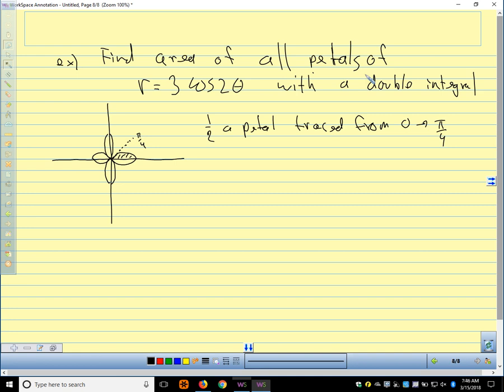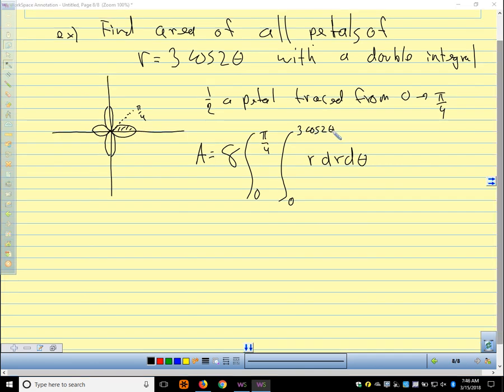All right, so let's set this up. Our area equals 8 times the integral from 0 to pi over 4. The radius goes from the origin to the curve, 3 cosine 2 theta, r dr d theta. The integral of dA gives us our area. We can't get rid of the theta here because this depends on theta.